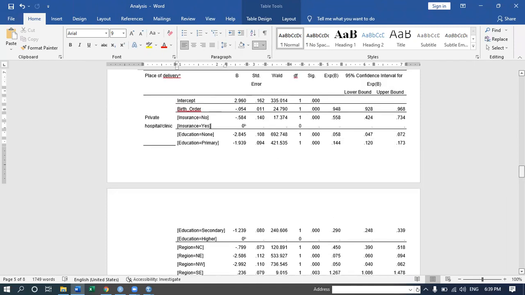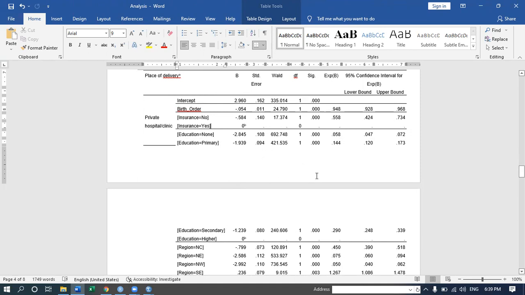So you also do that for education. For education, the reference level is higher education, I mean, education after secondary school. So we are comparing those with no education and those with higher education. We'll compare those with primary education with those with higher education, and those with secondary education and those with higher education.